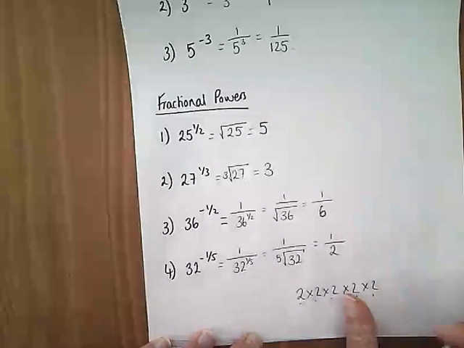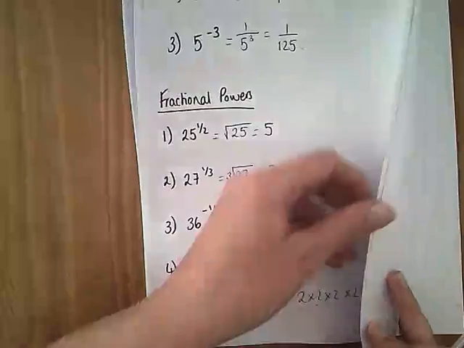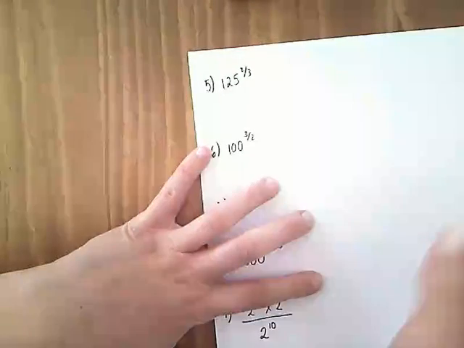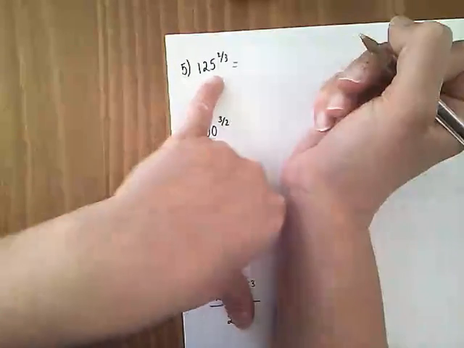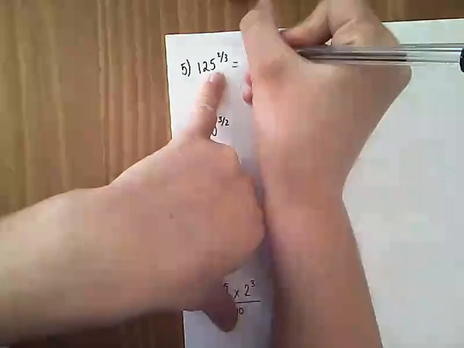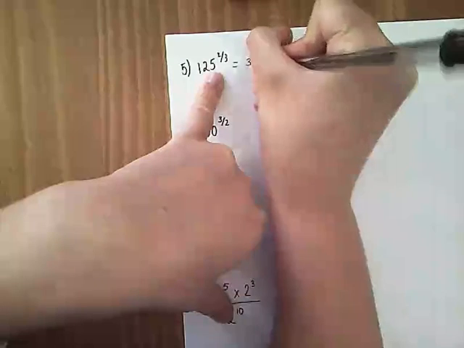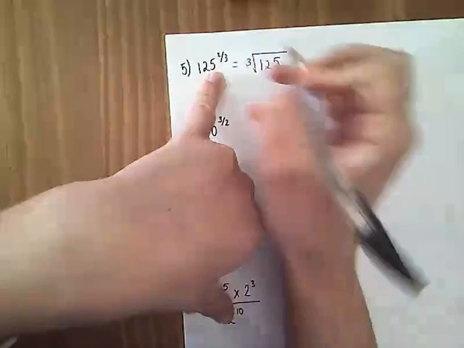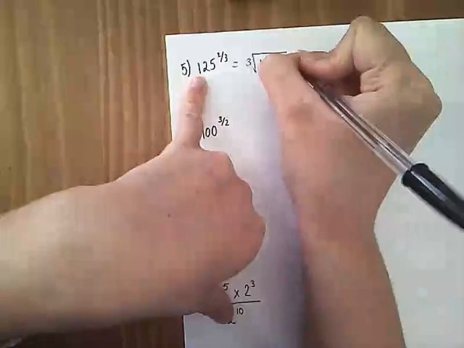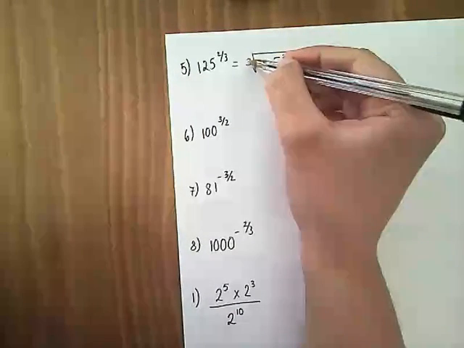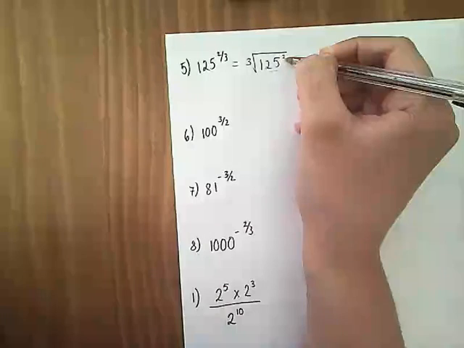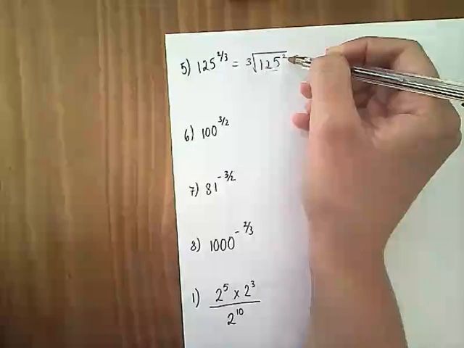Okay? Right, I think we are going to go on to fractional powers where the top is not 1. So 125 to the power of 2 thirds. We know the 3 on the bottom takes the cube root, so we've got to do the cube root of 125. The 2 on the top then squares it. Now you can do this in either order, but obviously it's much easier to cube root 125 and then square it than it is to square 125 and then cube root it.